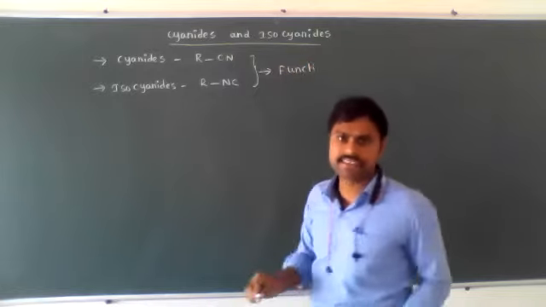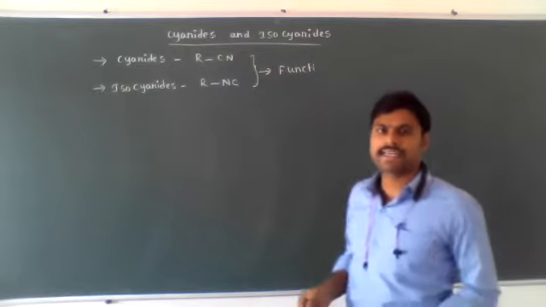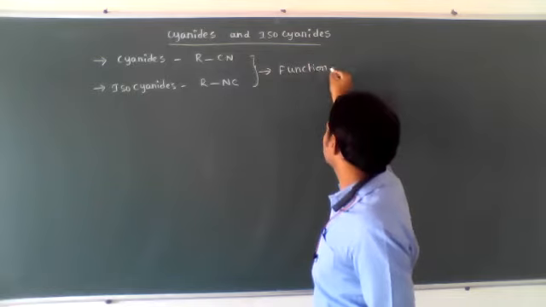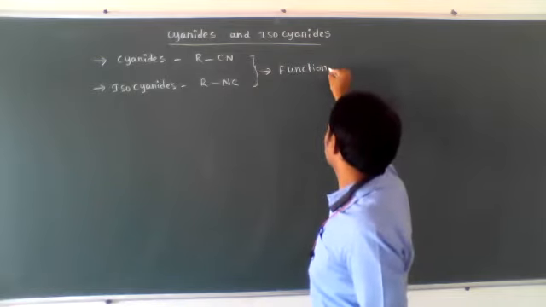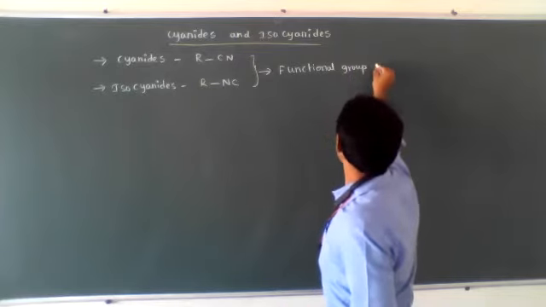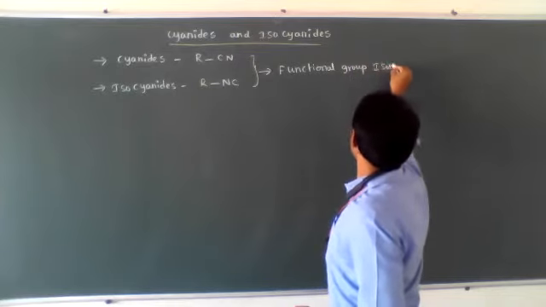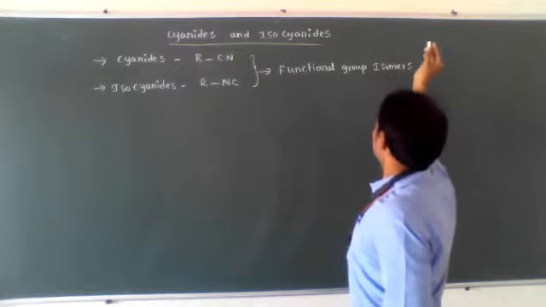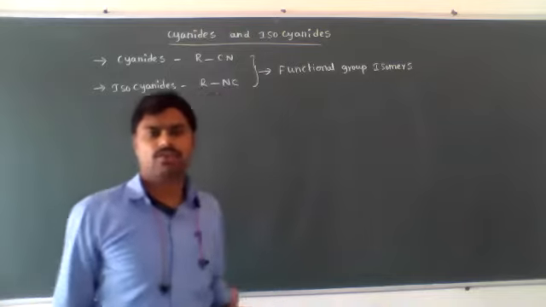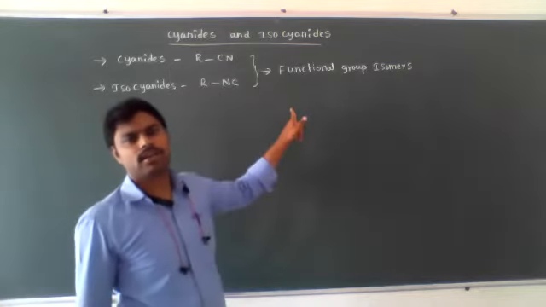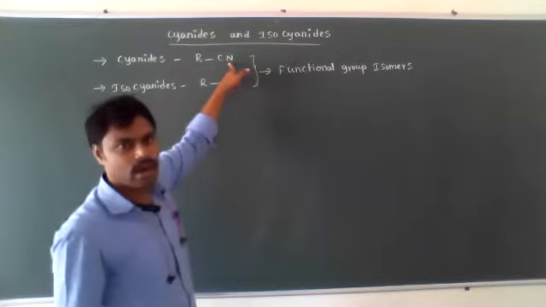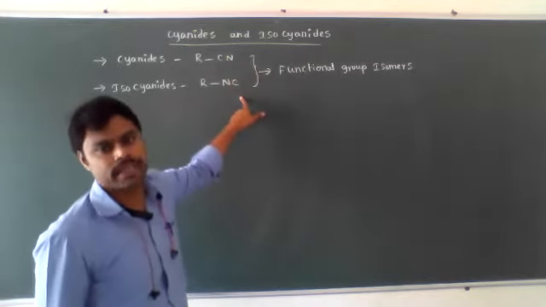What is the relation between cyanides and isocyanides? Cyanides and isocyanides both are functional group isomers. Why are we calling them functional group isomers? They have same molecular formula, but functional group is different. CN called cyanides, NC called isocyanides.